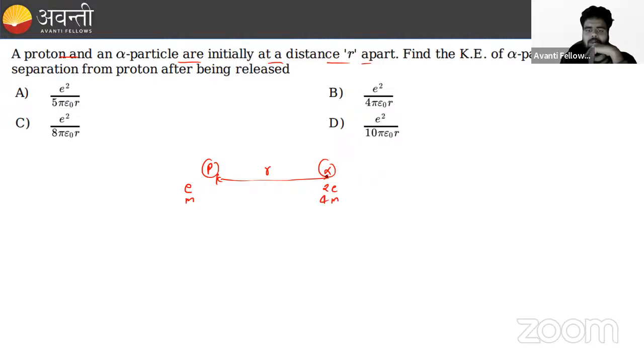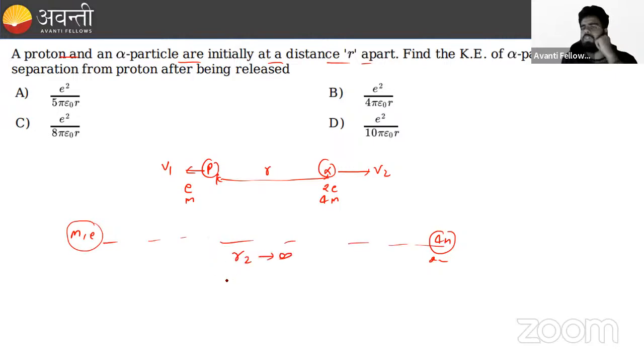After we free the proton and the alpha particle, what will happen? They move because they feel a Coulombic force, having the same nature of charge. Say the velocity of the proton is v1 and the velocity of the alpha particle is v2. After some time, they are at a large distance. We can say this distance r2 tends to infinity.